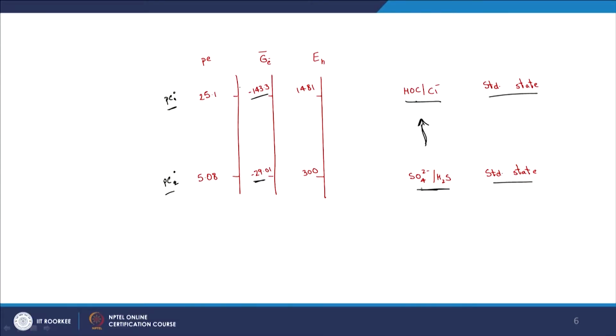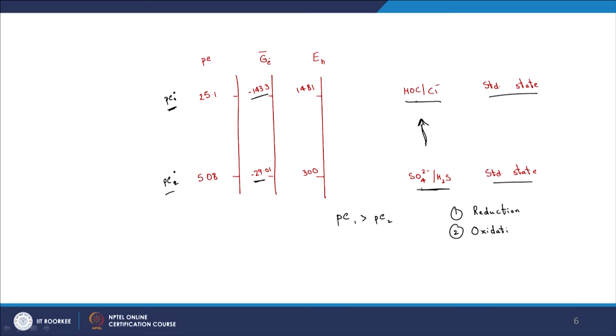So let us try to understand this system in terms of what we have discussed earlier in terms of the PE. If you remember, when we analyzed the system in terms of PE, we said that if PE of 1 is greater than PE of 2, what did we understand about that? We mentioned that one would proceed as reduction, and the other one would proceed as oxidation.